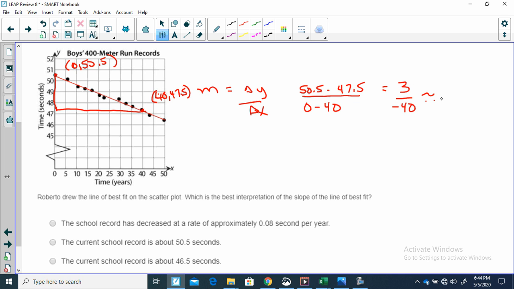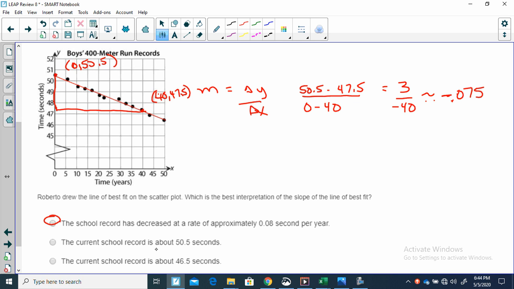It's approximately equal to negative, going down, about 0.075 seconds per year, right? So the school record has decreased at a rate of approximately 0.08 seconds per year. That's close, isn't it? That makes sense. Okay, let's check and see if these others make sense.